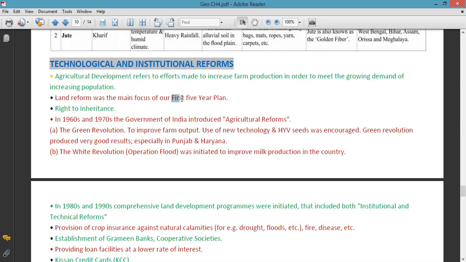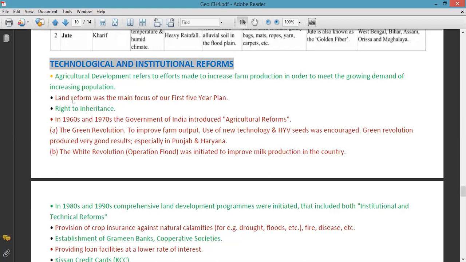In that first 5-year plan itself, the main aim of the government of India was land reform. Land reform means, in history you may study in detail, before independence India was full of kings and zamindari people owning large amounts of land. But under this land reform, no one should own more than 15 hectares of land. If anyone owns 15 hectares or more, then it is an offense.